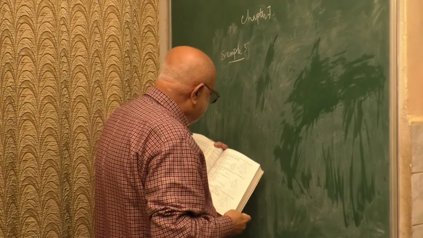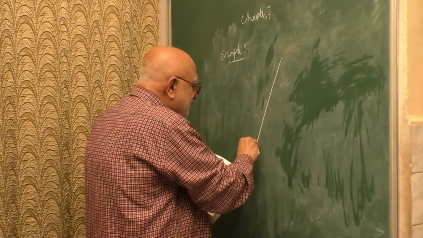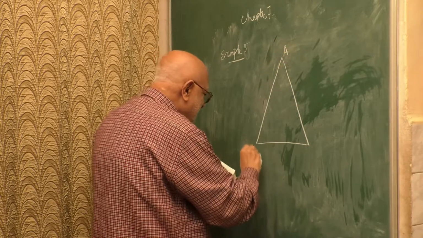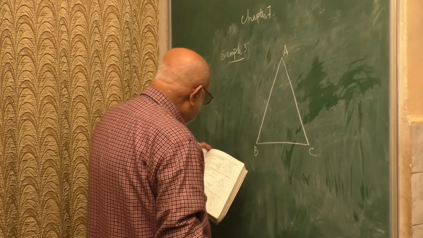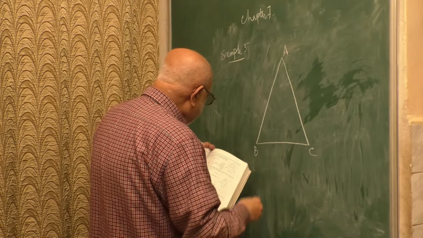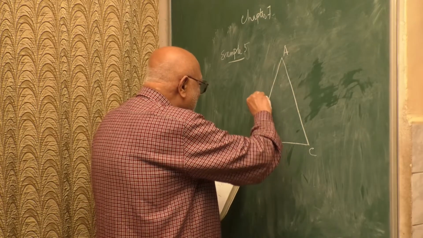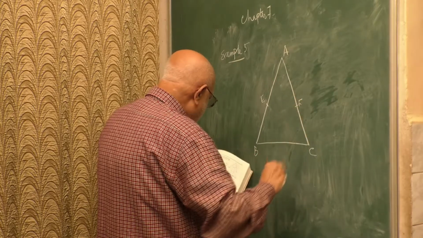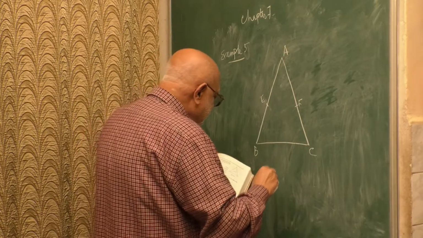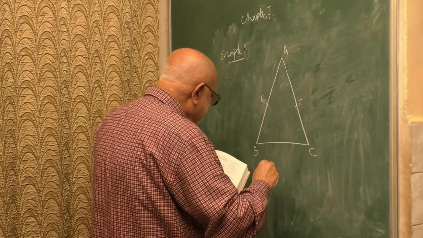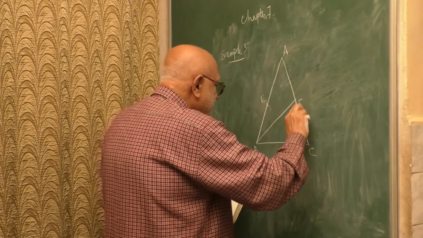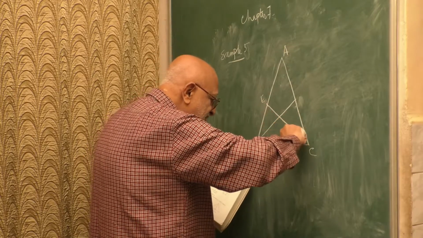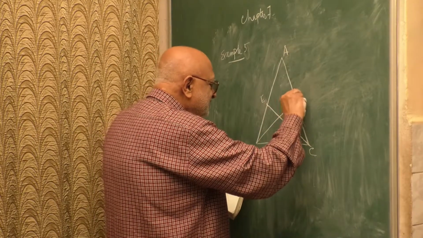Again, it says that you have a triangle. This is ABC. Then E is the midpoint of AB, and F is the midpoint of AC. And you join BF and CE. So you join BF, and then you join EC. This is BF.